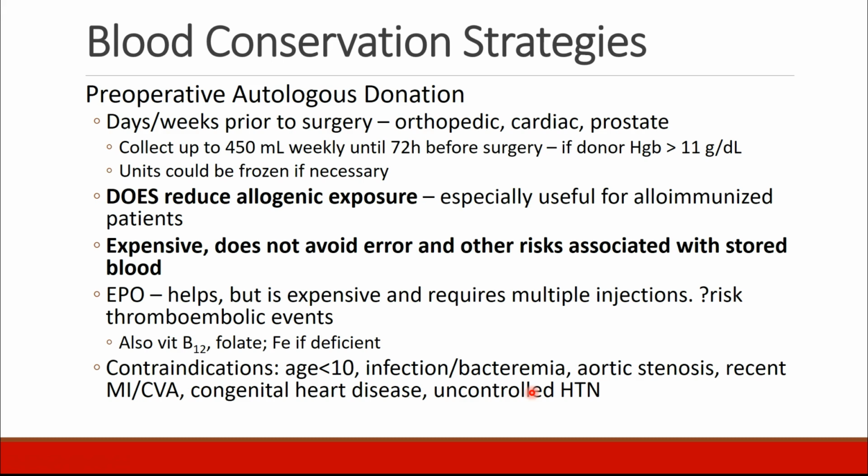This could actually be done far enough in advance and the blood could be frozen. It does reduce exposure to antibodies from other donors, and so this may be useful for our allo-immunized patients. It's expensive, and it doesn't prevent the errors and other risks associated with stored blood. Patients may be given EPO in order to increase red cell production, and that helps, but it is expensive and it requires multiple injections. EPO may also increase the risk of thromboembolic events. Some give these patients vitamin B12 or folate and iron if they are deficient.